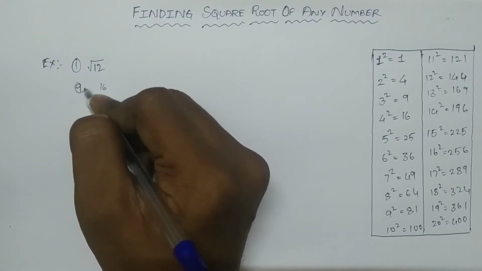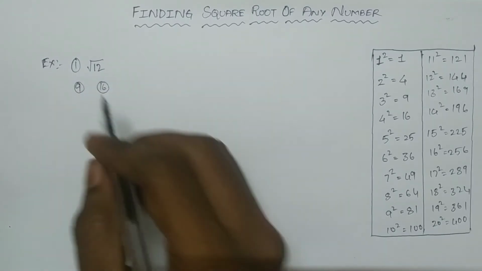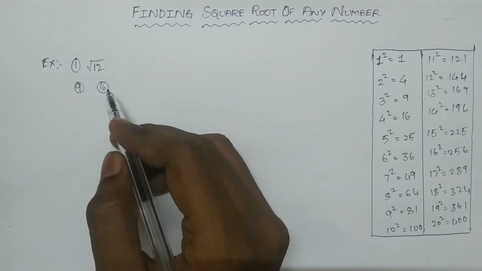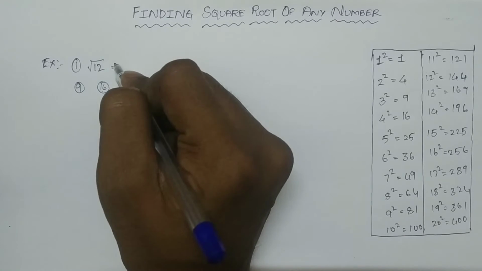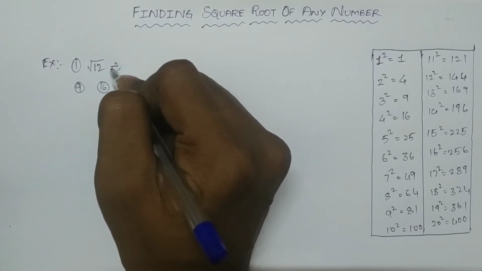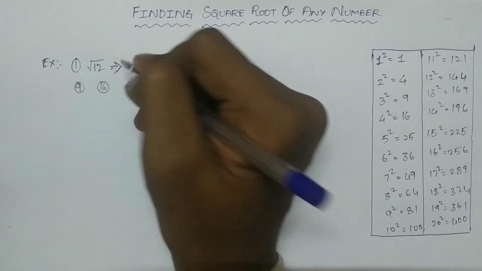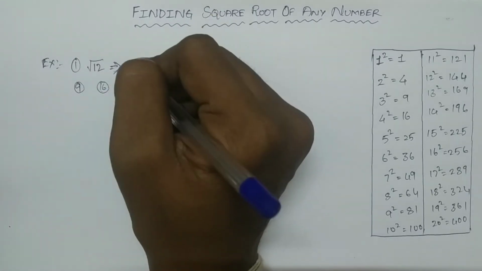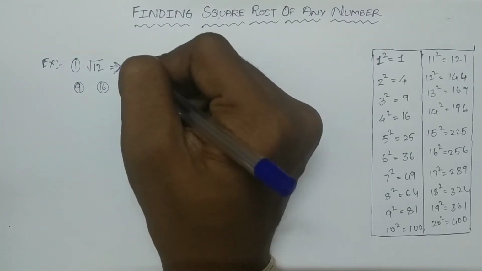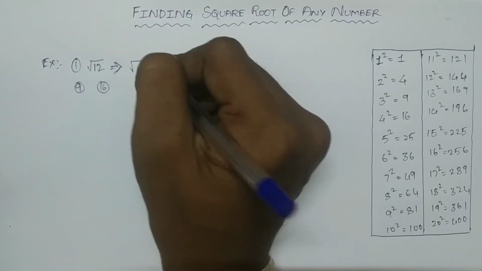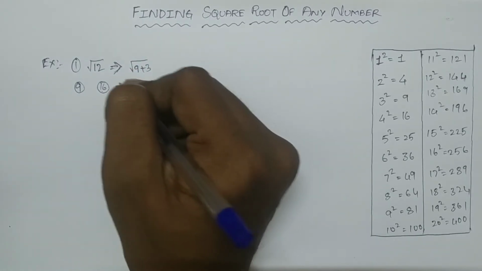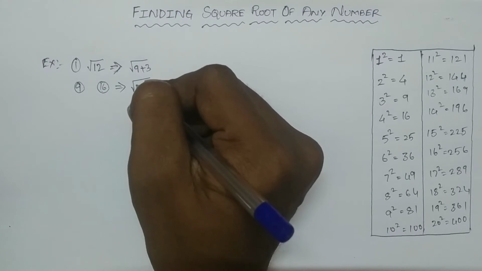First we write 12 in the form of 9 and 16, so that our next step can proceed. If we write 12 in the form of 9, it is 9 plus 3, which is 12. And if we write it in the form of 16, it is 16 minus 4, which is 12.